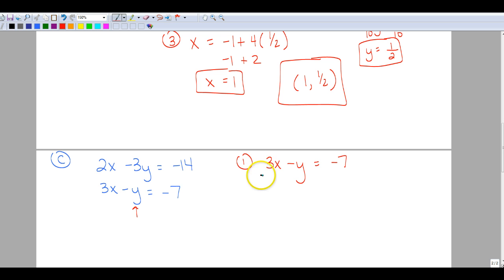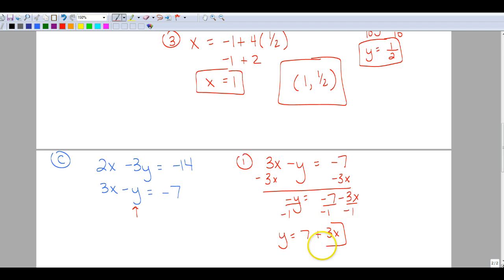I'm going to get rid of the 3x first by subtracting it. So I'm going to minus 3x, I get negative y equals negative 7 minus 3x. And then I do need to divide everything by negative 1, but at least it won't leave me with any fractions. So I'll get y equals positive 7 plus 3x. So there is my variable all by itself.